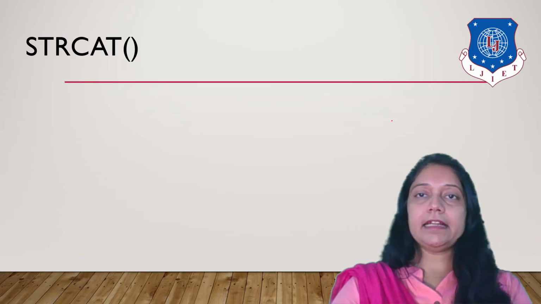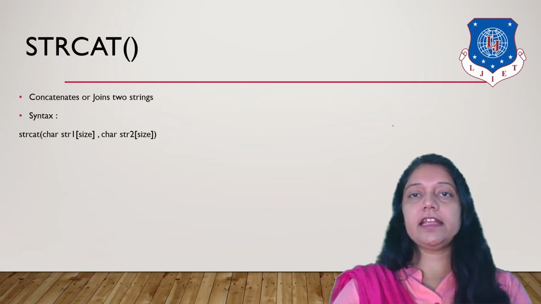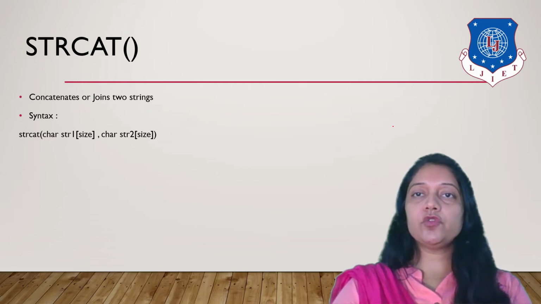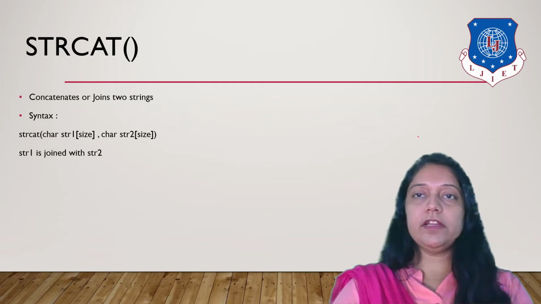Now the next one is the strcat function. If you want to concatenate two strings, then we are going to use the strcat function. Concatenate means joining of two strings. So if you want to join two strings into one string, then we are going to use this function. What is the syntax of the strcat function? strcat, in brackets we are going to pass two strings, one is string 1 and another is string 2. This function will join string 1 with string 2, meaning string 2 is going to attach at the end of string 1.